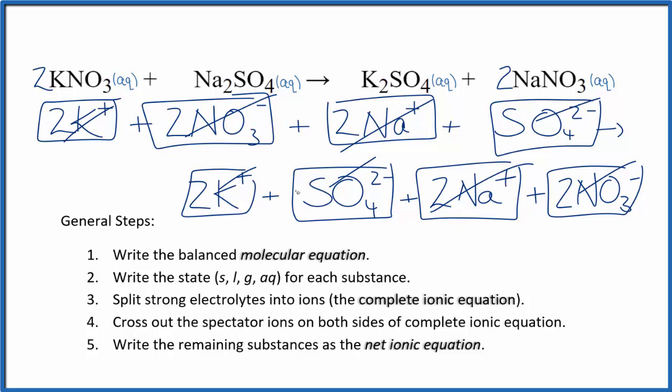This is Dr. B with the balanced net ionic equation for KNO3 plus Na2SO4, except there's no reaction.